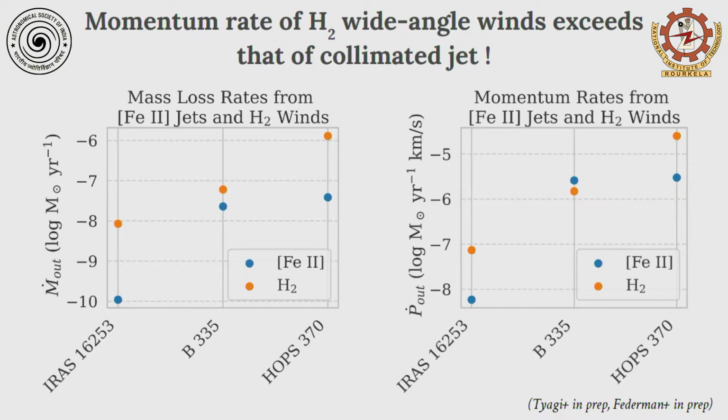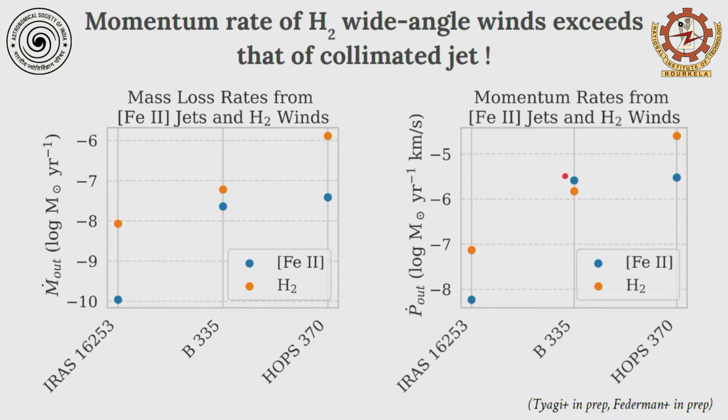But what was really surprising was that the momentum rate in the molecular hydrogen winds far exceeded those in the collimated winds, even though the velocities were much higher for the collimated jet. So on the panel on the left, I plot m dot out, that is the outflow rate, and that of course is much higher. The orange points are for molecular hydrogen lines and the blue points are for iron 2 lines, or the collimated jet. So you see, this is not surprising. Molecular winds carry more mass, but what is really surprising is the momentum rate, or the outflow force. It's an order of magnitude larger in hydrogen lines in these two sources.